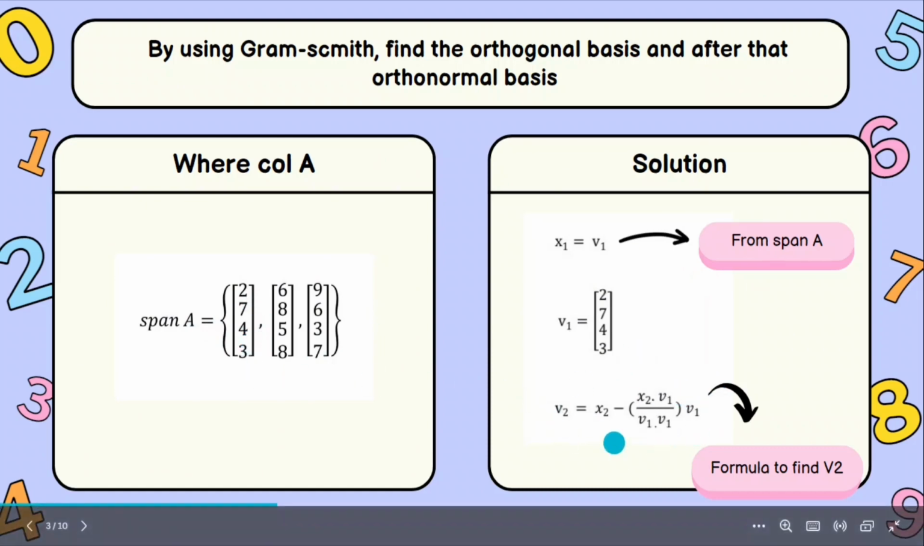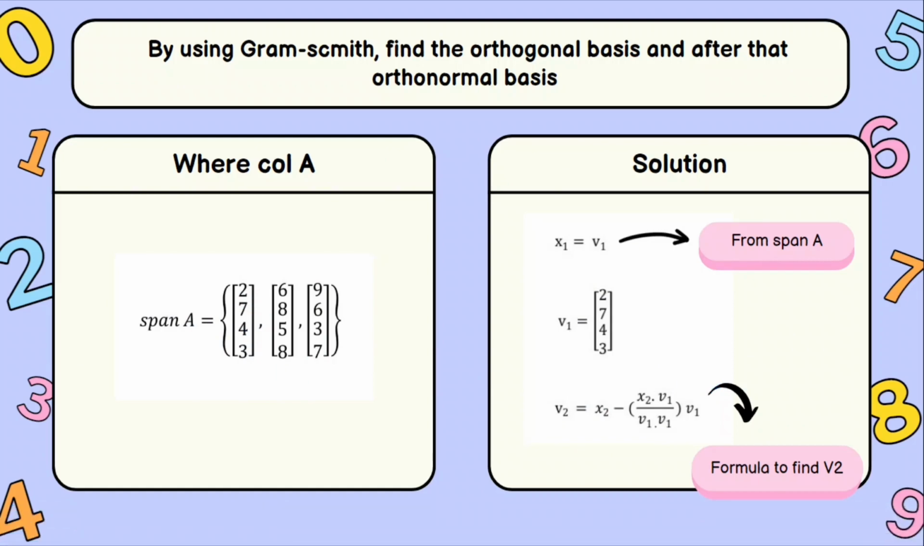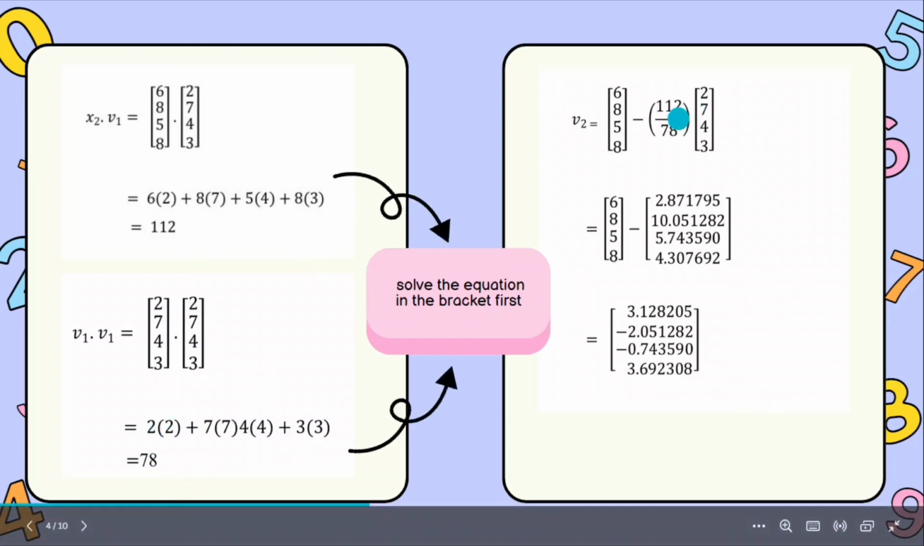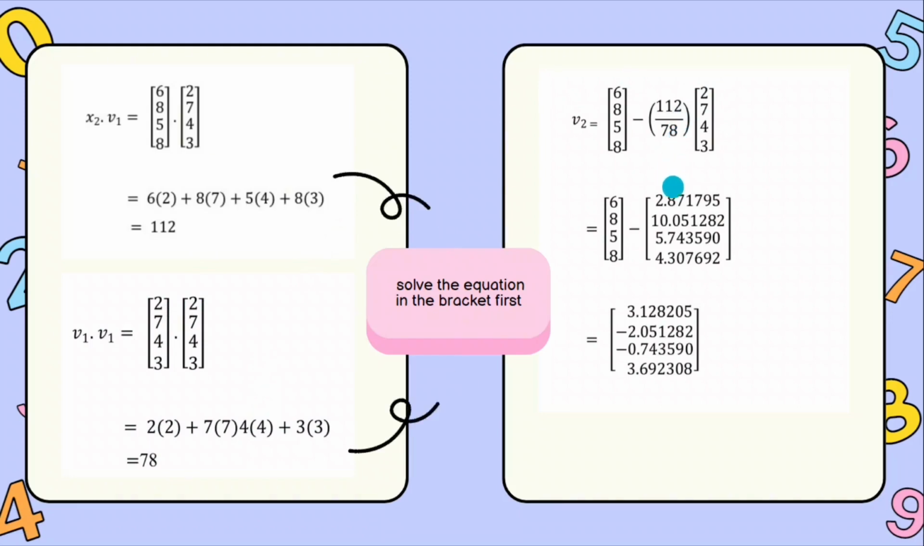And to find the vector 2, we need to use this formula, which is x2 minus open bracket x2 multiplied with v1 divided by vector 1 multiplied with vector 1 close bracket, times vector 1. So we need to solve the equation in the bracket first. So x2 multiplied with v1, which is 6, 8, 5, 8 multiplied with v1 is equal to 2, 7, 4, 3, and we get the answer 112. Vector 1 multiplied with vector 1 is equal to 2, 7, 4, 3, and we get the answer 78. So put the answer in the bracket. We get 112 divided by 78 and multiplied with the vector 1.